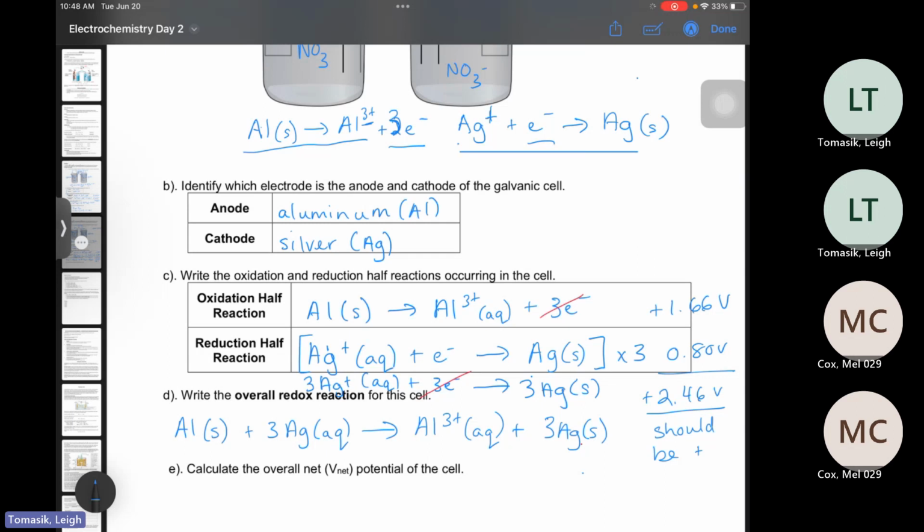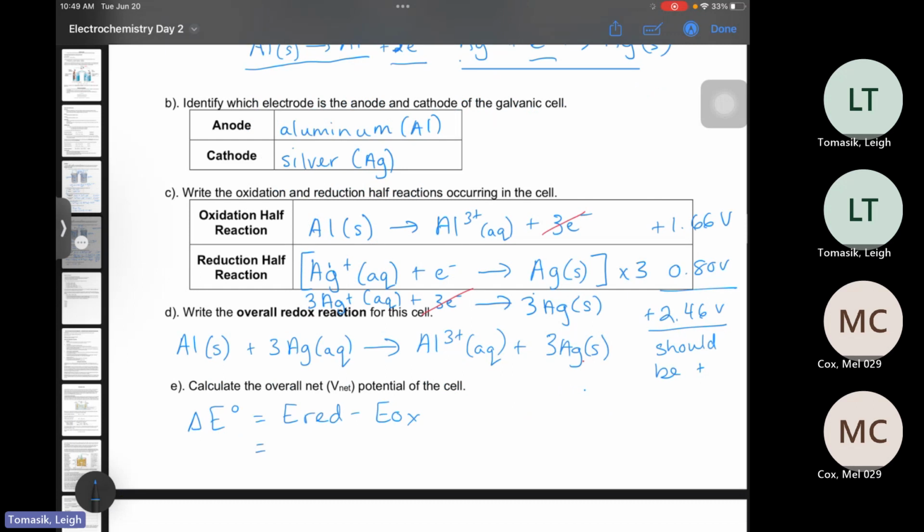If it's negative, either you've forgotten to change the sign of the oxidation half reaction, or you've actually chosen the wrong anode and cathode, right? You might have to flip the anode and cathode. If you want to use the equation, it's reduction minus oxidation. And then we would have 0.80 minus negative 1.66 volts. And that would give us positive 2.46 volts still.